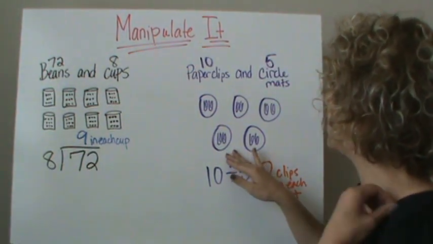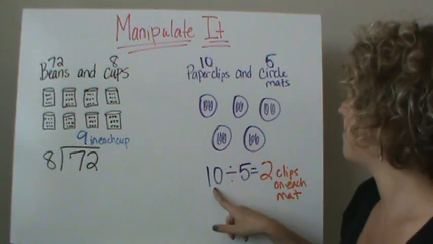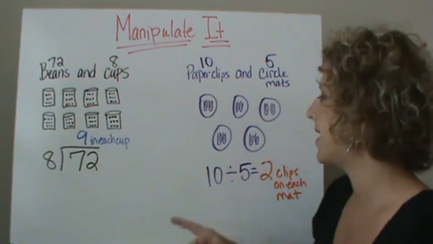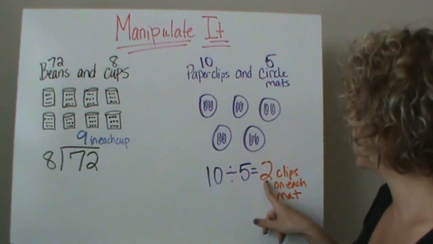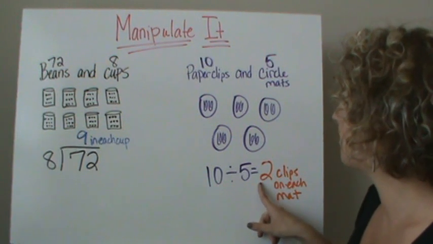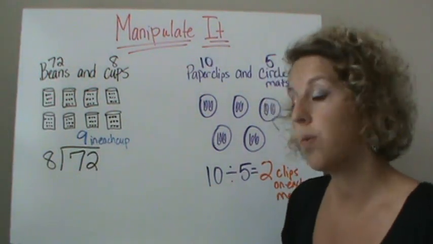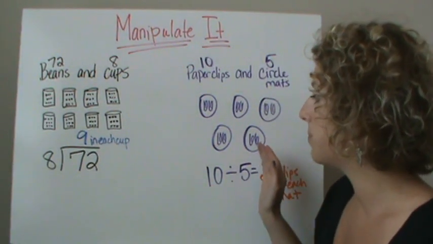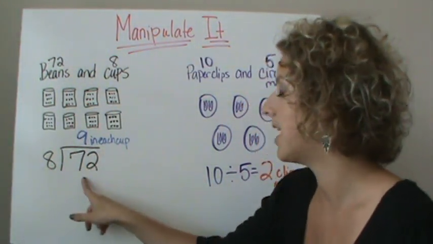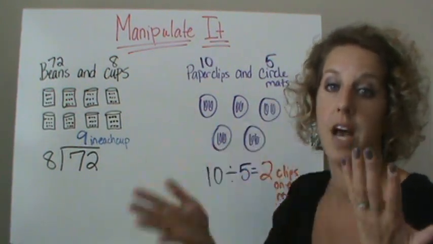Another way, you could use paper clips and circle mats. So let's say we have 10 paper clips divided by 5 groups or 5 little circle mats. We will see that 2 clips will fit onto each group. 10 divided by 5 is 2. And I hope you're relating this to multiplication as you watch me divide these problems, because 5 times 2 is 10, 9 times 8 is 72. I hope you're relating that they are indeed inverse operations.